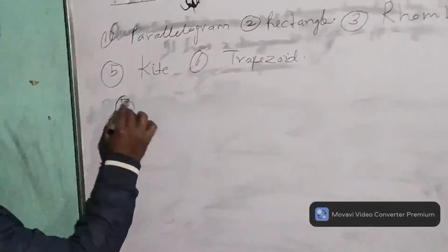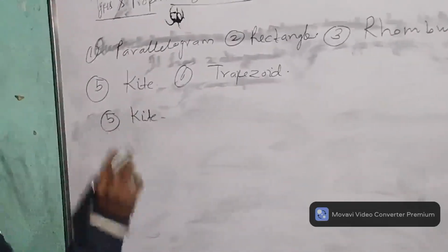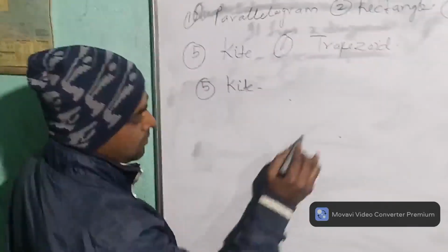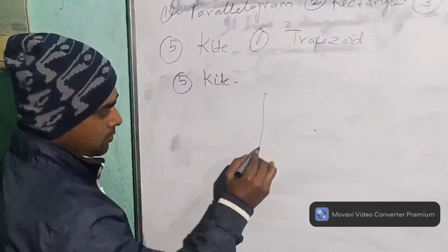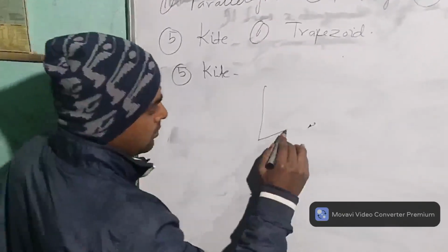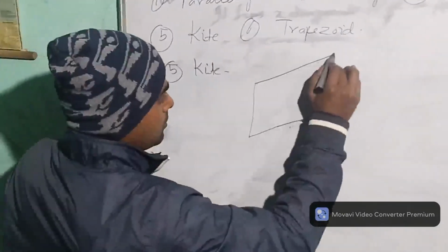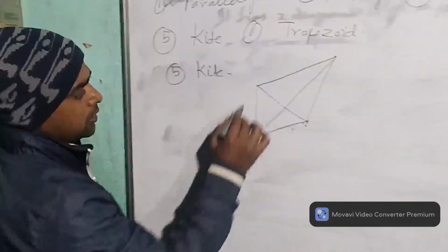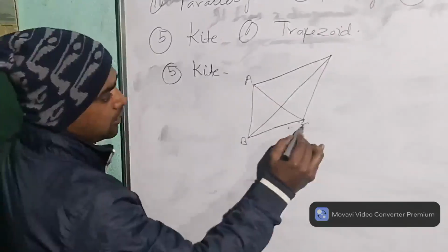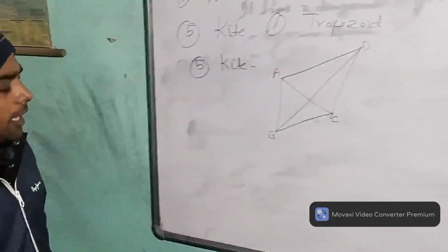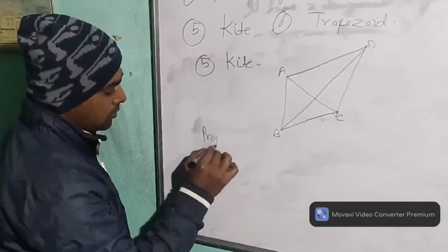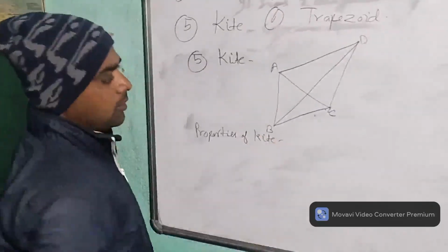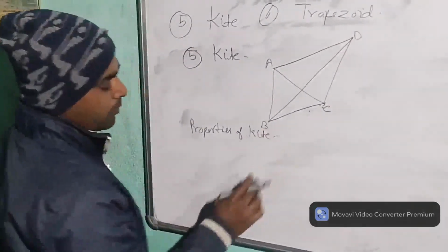One is kite. Kite is a type of quadrilateral. This is the kite ABCD. Properties of kite.